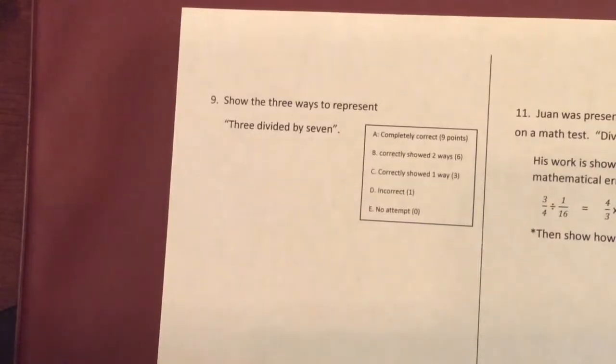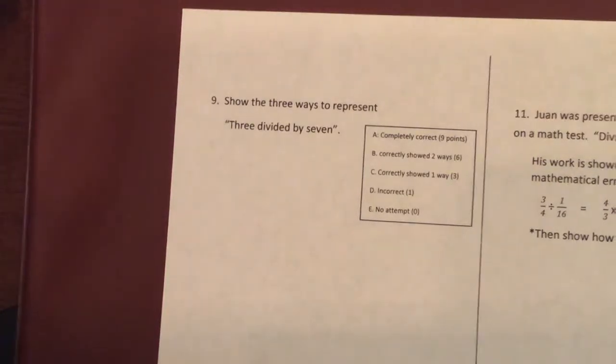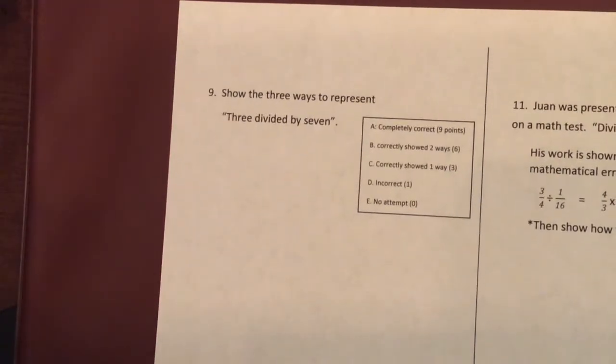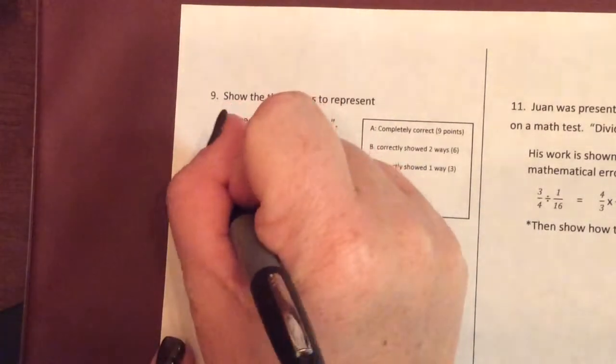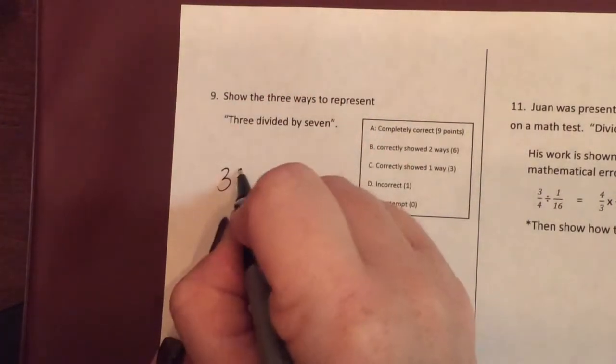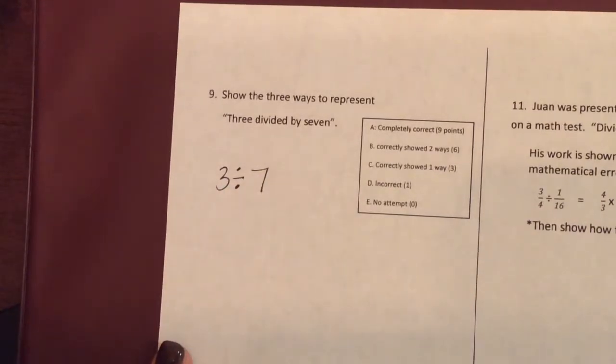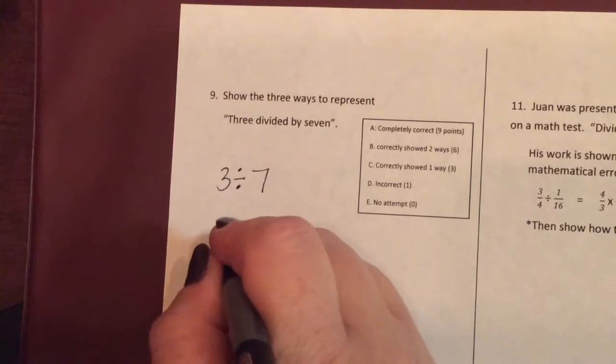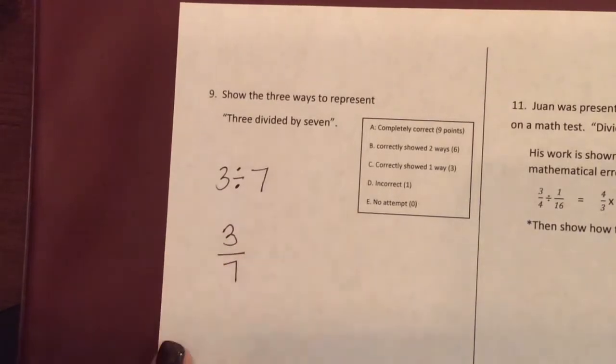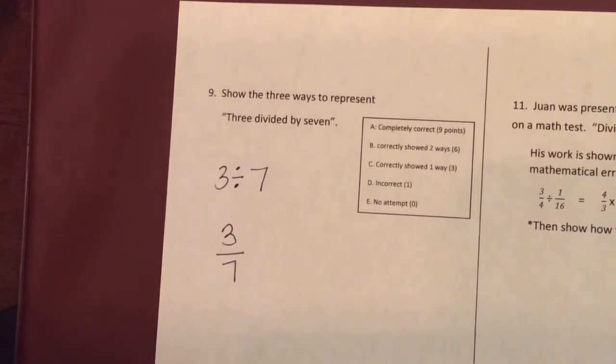Okay, next one, number 9. We're getting close to being done. Show 3 ways to represent 3 divided by 7. You didn't even have to solve anything here. Okay, you're just showing me different ways to represent a division problem. So I can write 3, and then my little division sign right there, divided by 7. That one's pretty easy. I could write 3 over 7, because remember, every fraction is just a division problem.